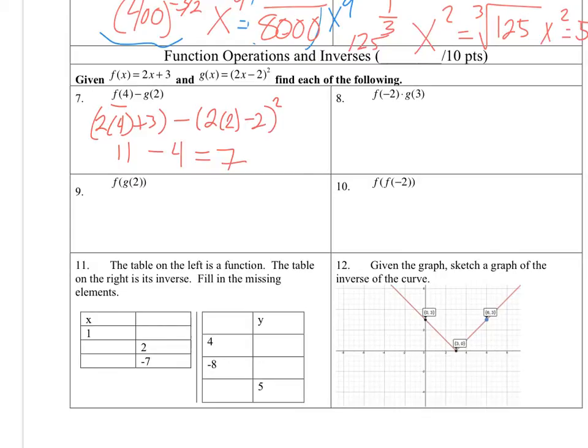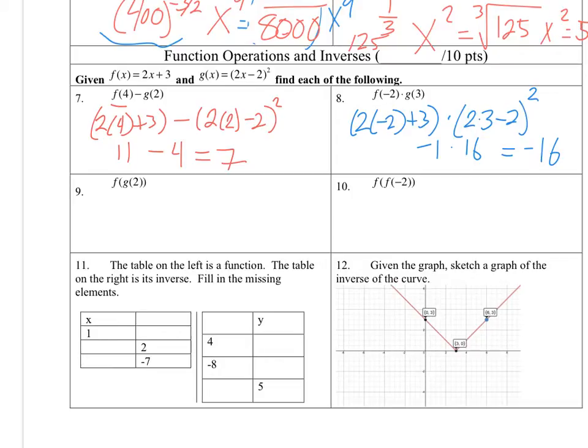We've got f of negative 2 times g of 3. So we're looking at 2 times negative 2 plus 3 multiplied by 2 times 3 minus 2 squared. 2 times 3 is 6 minus 2 is going to be 4. 4 squared is 16. 2 times negative 2 is negative 4 plus 3 is negative 1. Negative 1 times 16 is negative 16.